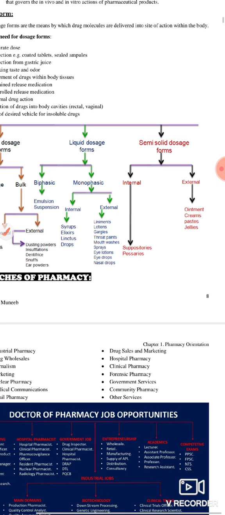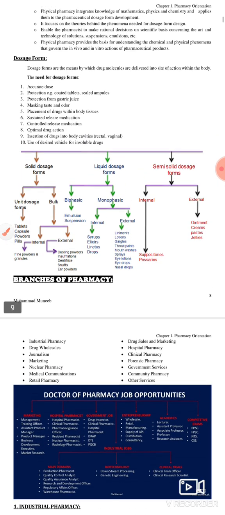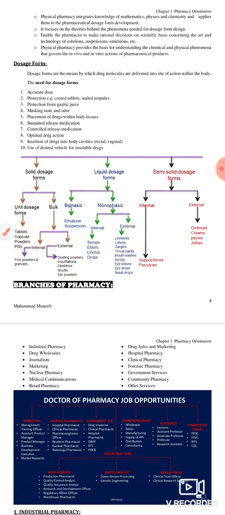So this was a short introduction about the dosage form. You need to know that a dosage form is how a drug molecule is delivered to the active site, and it has three types: solid dosage form, liquid dosage form, and semisolid. They can be used externally and internally. Solid dosage form has unit dosage form and bulk. Liquid dosage form has biphasic and monophasic. Then the semisolid dosage form.